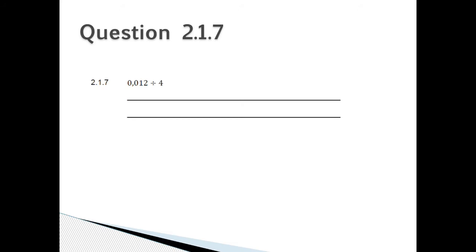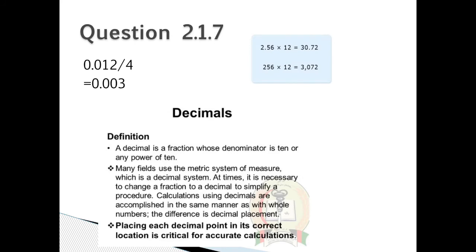2.1.7, 0.012 divided by 4 is how much? A decimal is a fraction whose denominator is 10 or any power of 10. Many fields use the metric system of measure, which is the decimal system. At times, it is necessary to change a fraction to a decimal to simplify a procedure. Calculations using decimals are accomplished in the same manner as with whole numbers. The difference is the decimal placement. Placing each decimal point in its correct location is critical for accurate calculations.